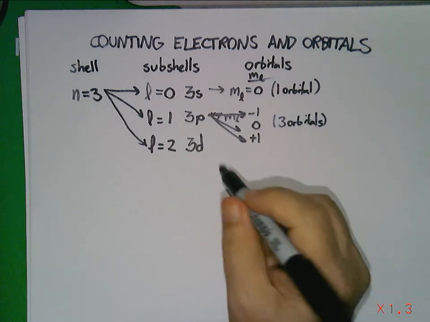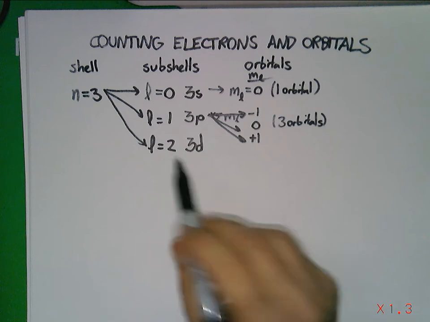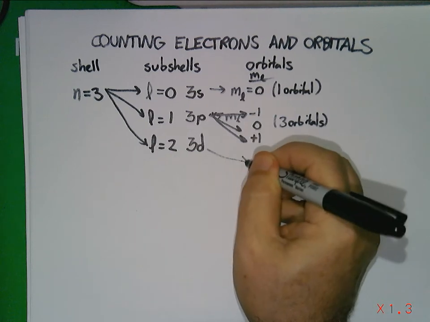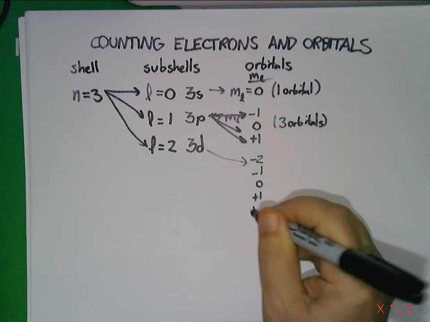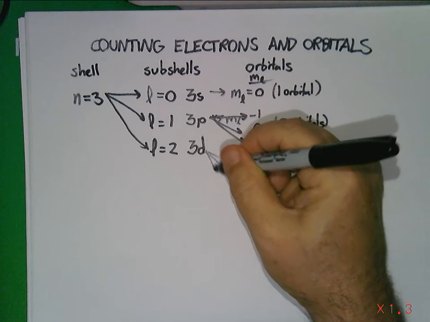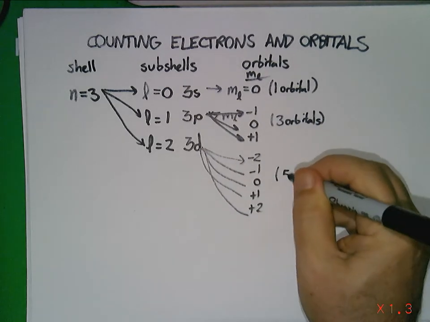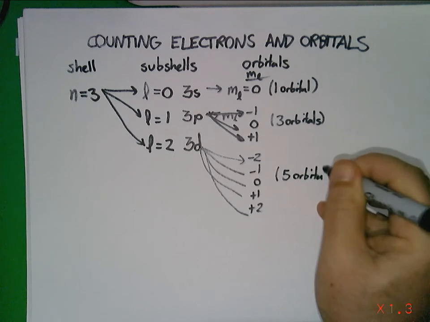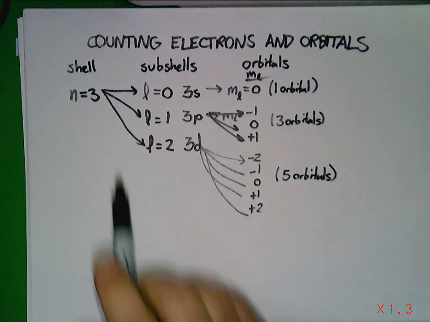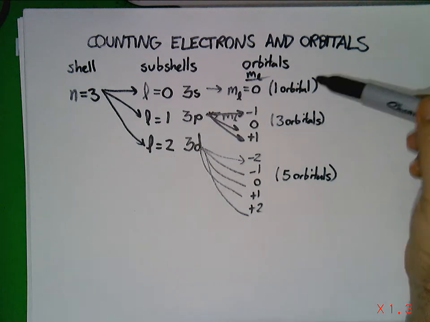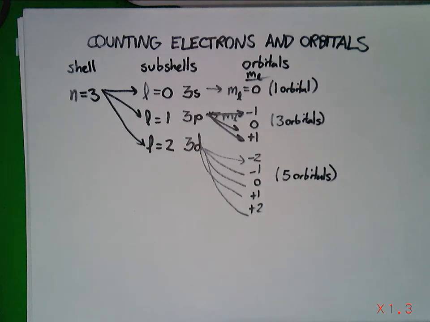Now how about the D? Okay, my m sub L values can be minus L up to plus L, so they can be minus 2, minus 1, 0, plus 1, or plus 2. So there are 5 branches on the tree there. So I can have 5 orbitals. So there are 5 orbitals in the 3d subshell. How many orbitals altogether in the third shell? 1 plus 3 is 4, plus 5 is 9. There are 9 orbitals in the third shell.